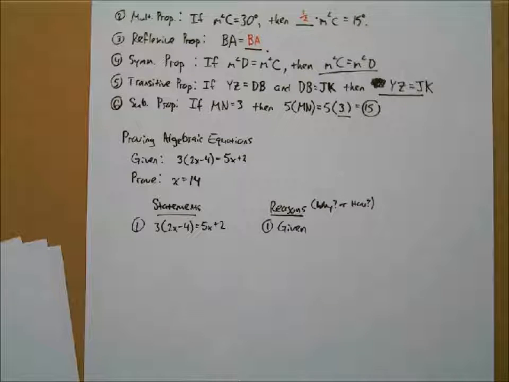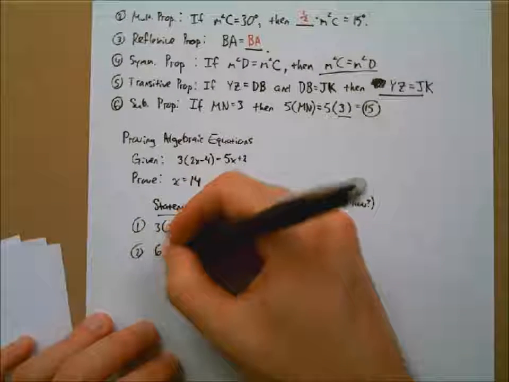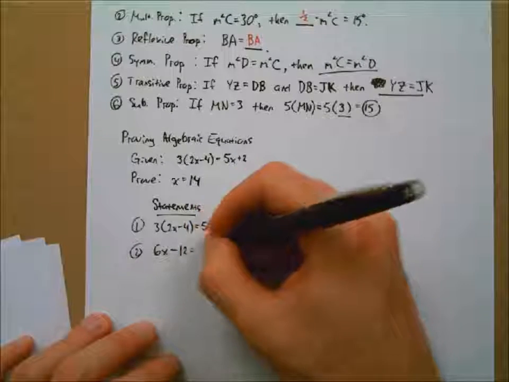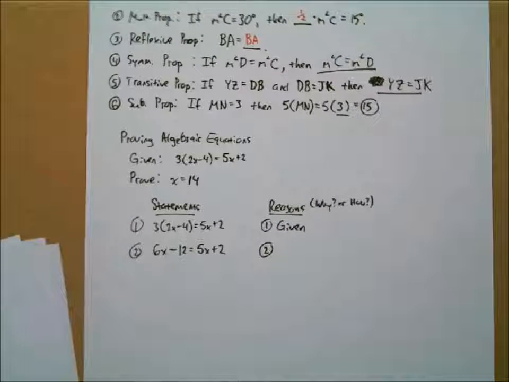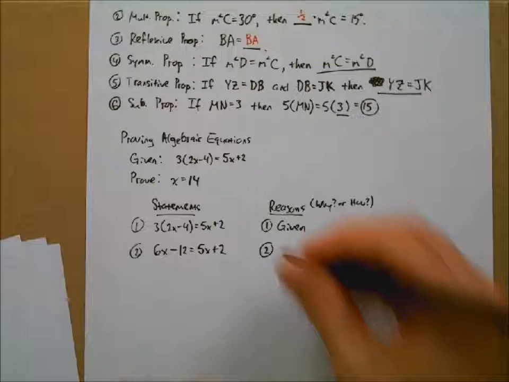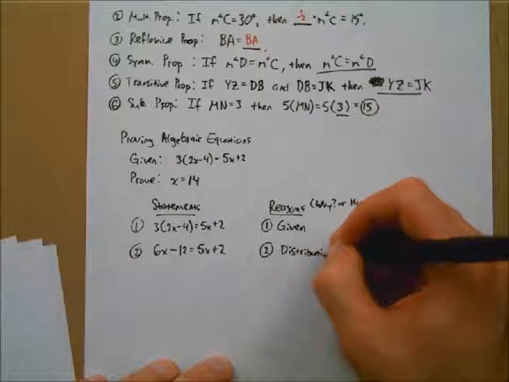Okay. So, what would be the next step that we want to do here to start solving this equation? Distribute. Okay, great. So let's distribute. So we'll get 6x minus 12 equals 5x plus 2. Okay. And why or how did we do that? What did we use? Distributive property. We know these things are still going to be equal because we used the distributive property.